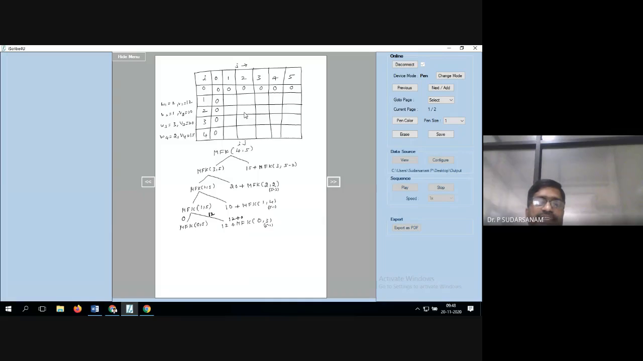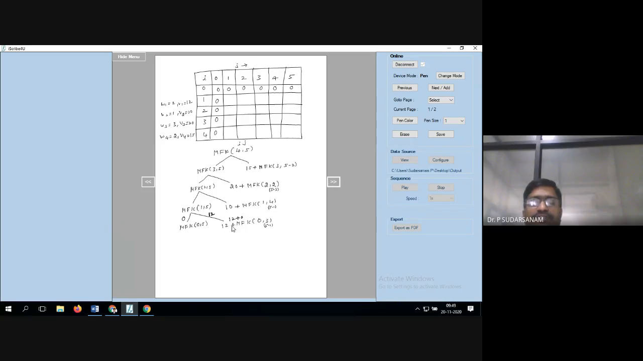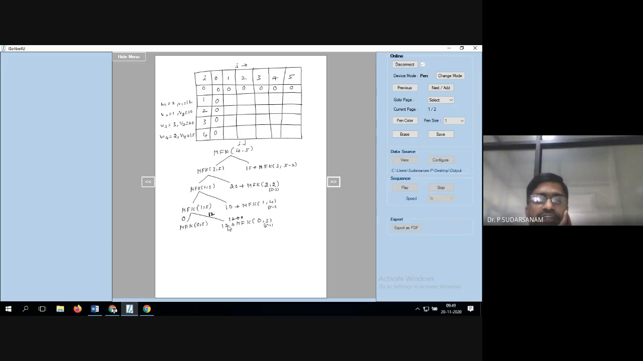Okay. Up to here any doubt now? 1 comma 5, 12. Arjun? Sir? Any doubt? No doubt, sir. Sir, here can you explain again? The 12 plus MFK of 0 comma 3. That one. How did you get 12?